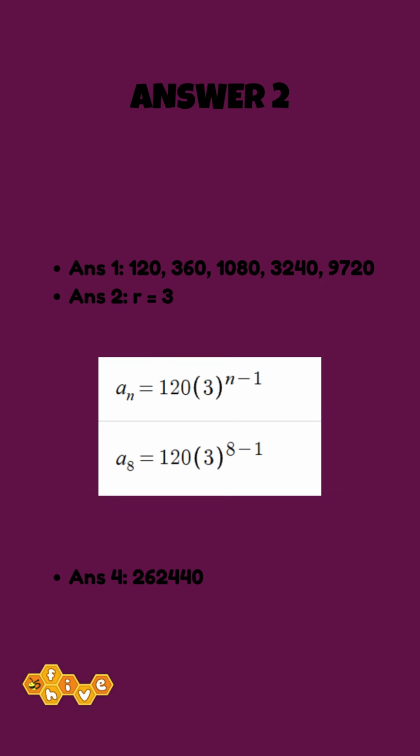Okay, doing the math, for your first 5 terms, you'll get 120, 360, 1080, 3240, 9720. You can honestly find that by just multiplying 3 5 times, but it's easier to model it with an equation to understand the concept. For answer number 2, your common ratio is 3 since you're multiplying by 3 every single time. The way you will model this equation for any term is a sub n is equal to 120 times 3 to the power of n minus 1. For a sub 8, you sub in 8 into your n spot, and then you'll get 262,440.